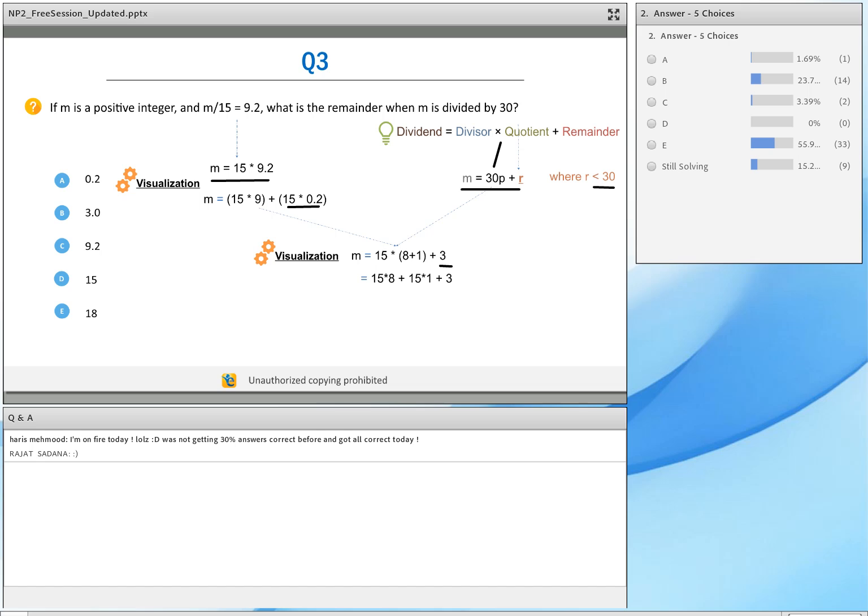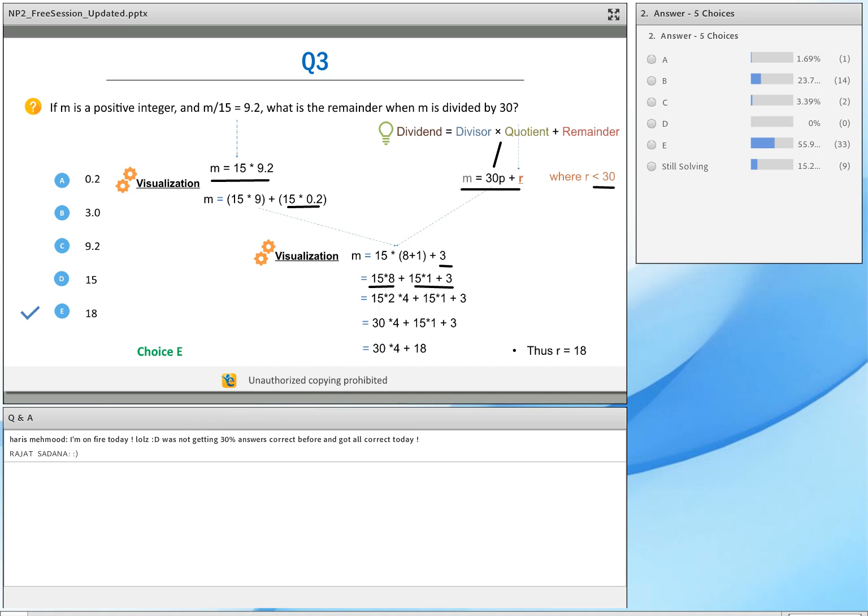Which means that it goes to 15 times 8 plus 15 times 1 plus 3, or in other words, we know that this number is divisible by 30. It doesn't leave a remainder. So the remainder is this plus this over here, which is 18. And again, you can see that you didn't have to do a whole lot of math to get the answer as choice E. I could really see many of you started to imbibe this equation-based approach. You kind of get the sense of it, and that's really heartening for me to see.